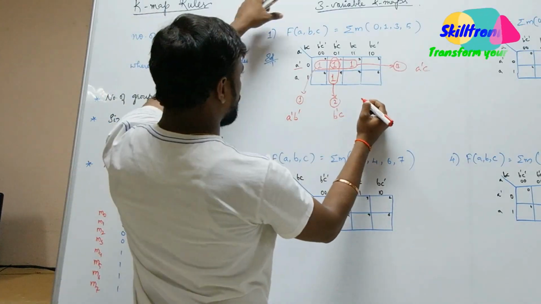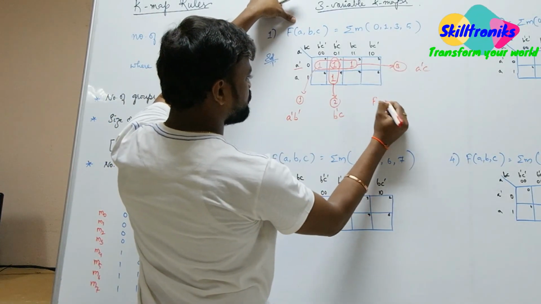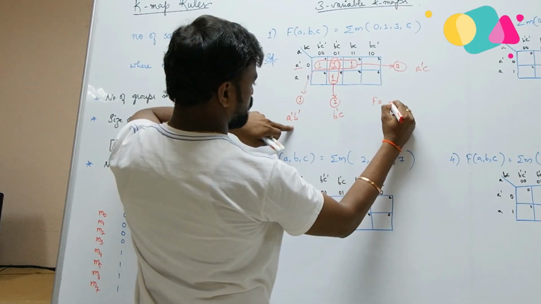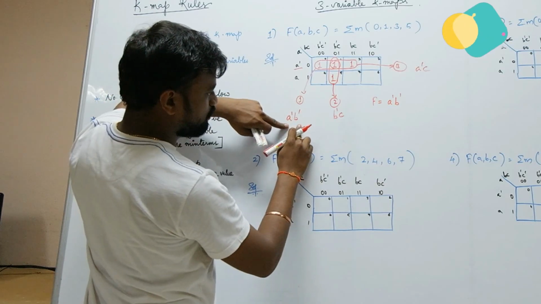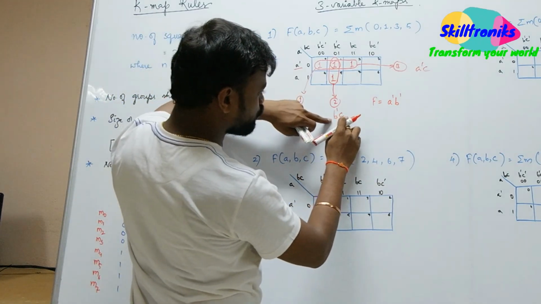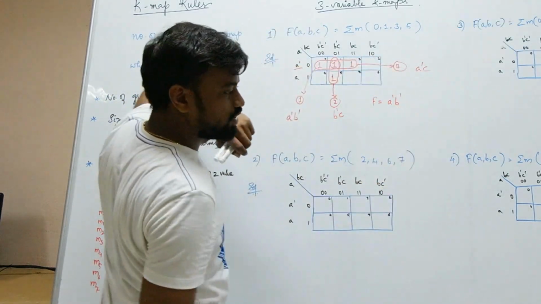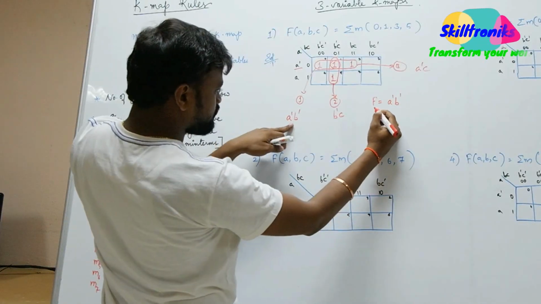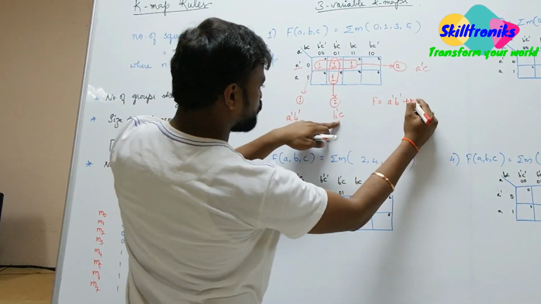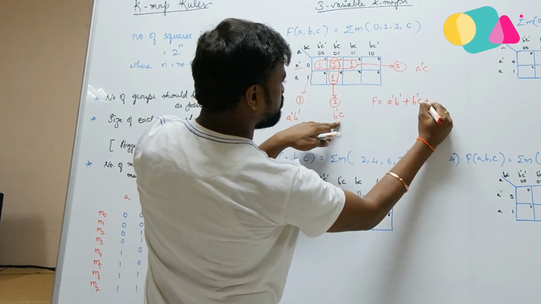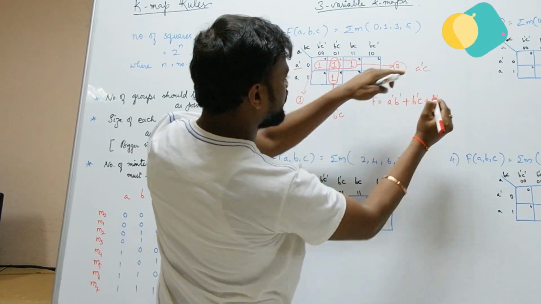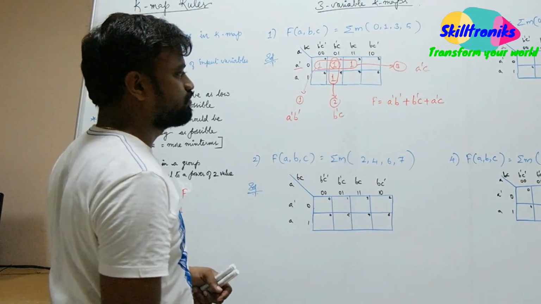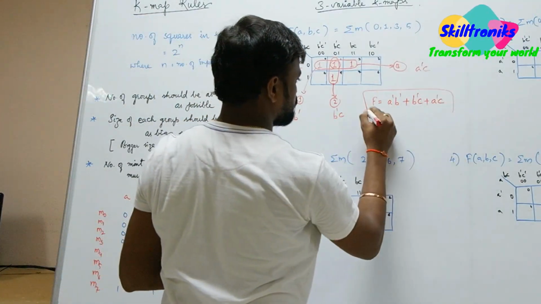So the result of this function is f is equal to the result of group 1 plus result of group 2 plus result of group 3. So f is equal to a dash b dash plus b dash c, plus a dash c. So this is your minimized function.